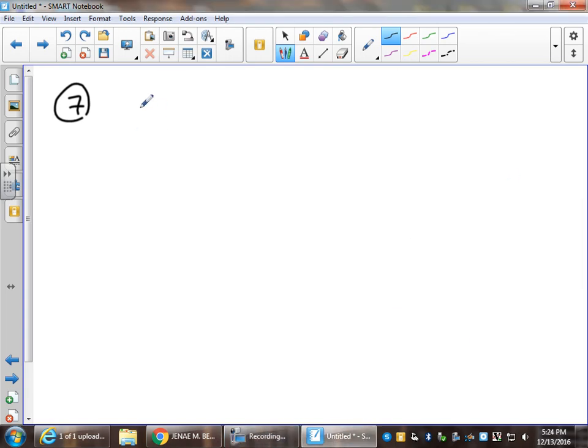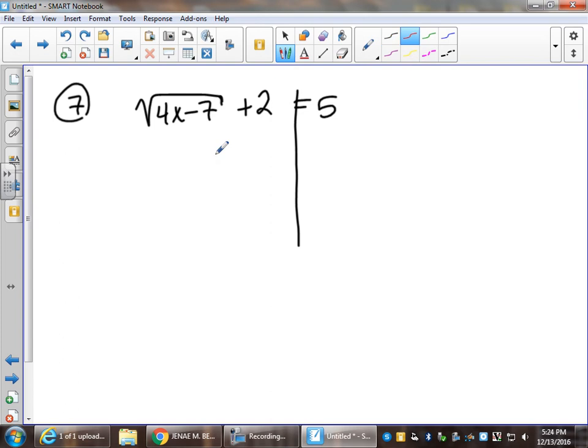Number 7 says the square root of 4x minus 7, plus 2 equals 5. This plus 2 is not under the radical. If it helps, put a little end to the radical sign right there. Our job is to isolate this first, so we got to get rid of this plus 2. The opposite of adding 2 is what? Subtracting. So let's subtract 2 from both sides. Now we have the square root of 4x minus 7 equals 5 minus 2 is 3.